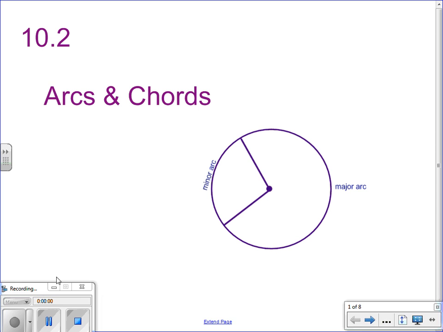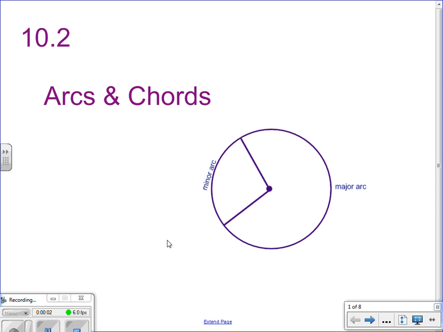Ladies and gentlemen. Tonight we're going to look at section 10.2, which deals with some arcs and some angles that are formed within our circles. And then we're also going to look at some more chords and some more properties that we get when these chords intersect each other or when they intersect the circle and whatnot.